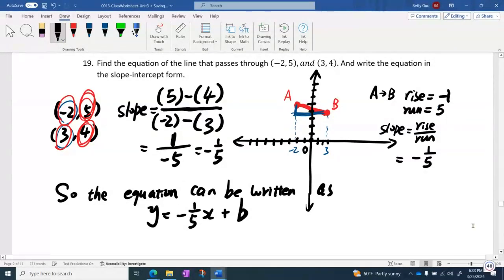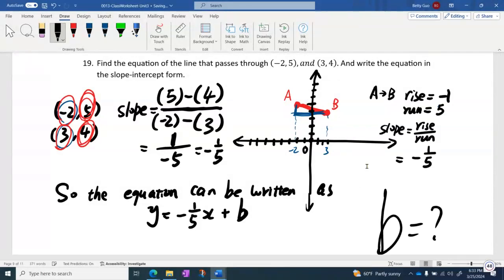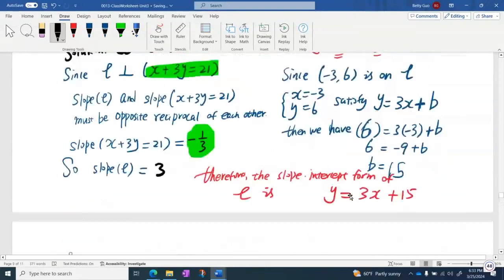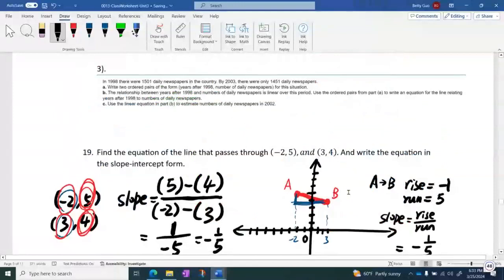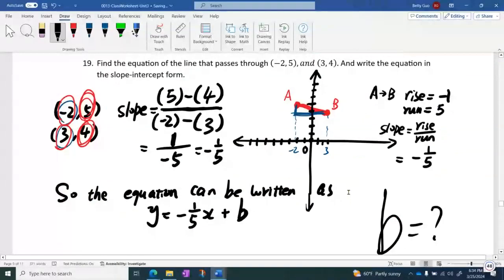And the rest of the work is to find the value of b. How do we find the value of b? I have a question here. How do we find the value of b with the given information? Refer to the previous two questions we have done. How do we find the b in this question?